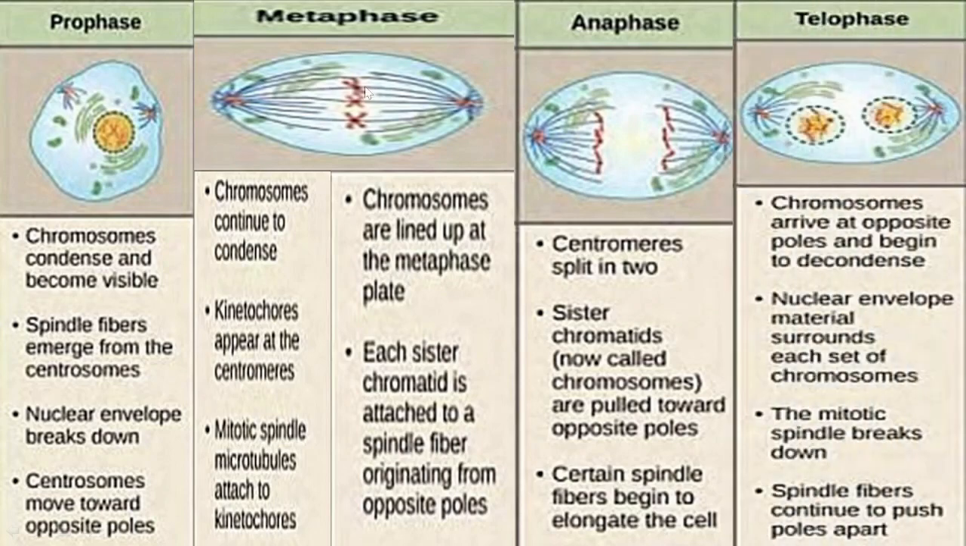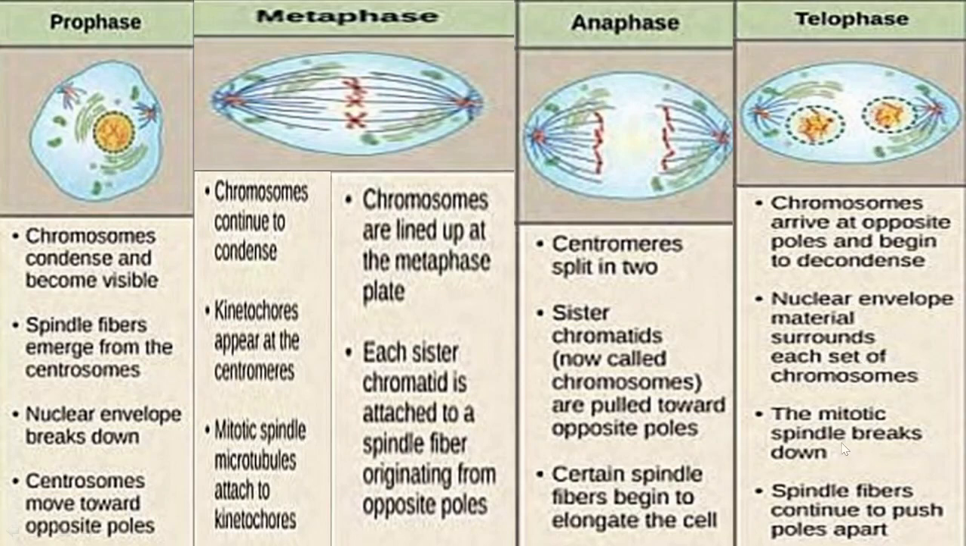Then in telophase, what will happen? In telophase, the chromosomes arrive at the opposite poles and begin to decondense. Whatever condensation has taken place, again they will start to dissolve and become one single fiber. Then nuclear envelope material surrounds each set of chromosomes. Each set of chromosomes is covered by nuclear envelope.